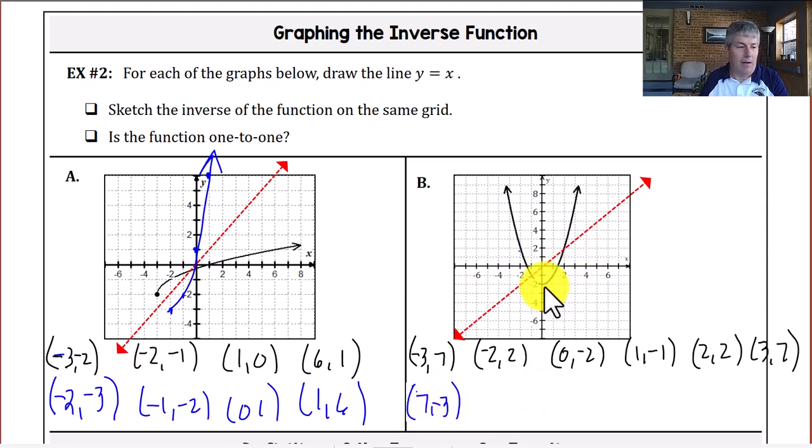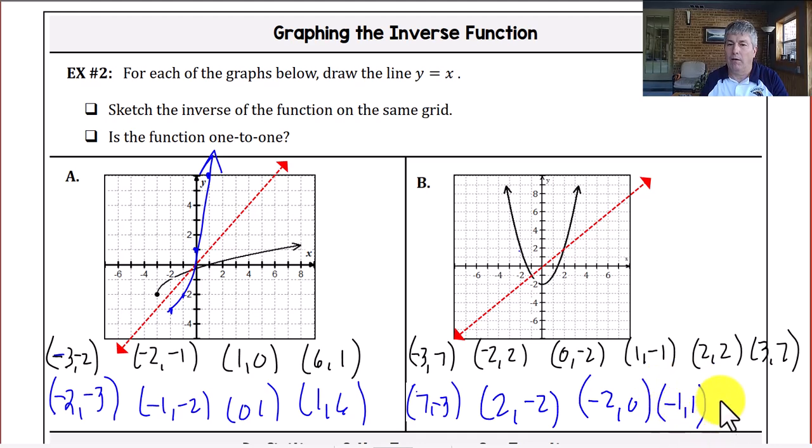So we have (7, -3), (2, -2), (-2, 0), (-1, 1), (2, 2). So we have a common point, and (7, 3). So we flipped all our x's and y's, and then we'll plot those. So I've plotted all those ordered pairs, and you can see here we have the same kind of diagram. We still have a parabola that opens sideways.